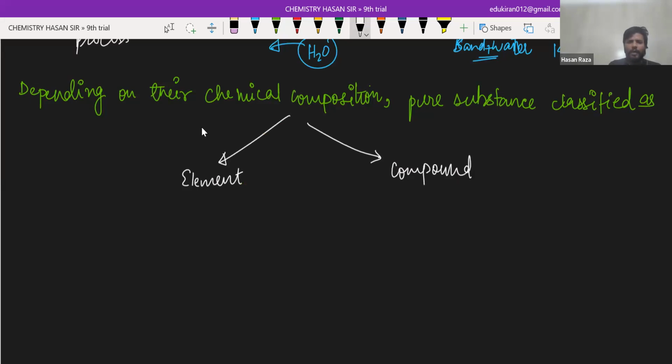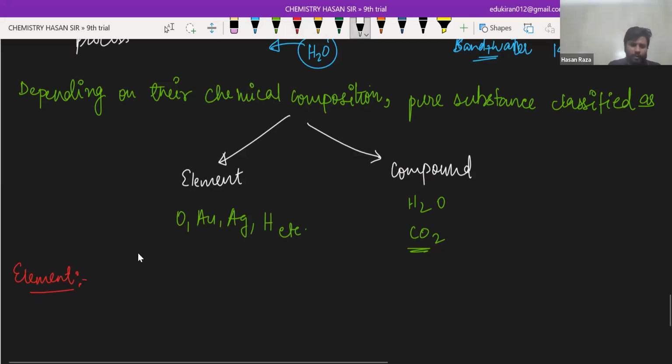Now, what is an element? An element is one which is made up of a single kind of atom. You can take oxygen, gold, silver, hydrogen, etc. And here you can take H2O, CO2, this type, that is your compound. Now I'm going to define element. These are already explained. If you have any doubt, you can ask me.